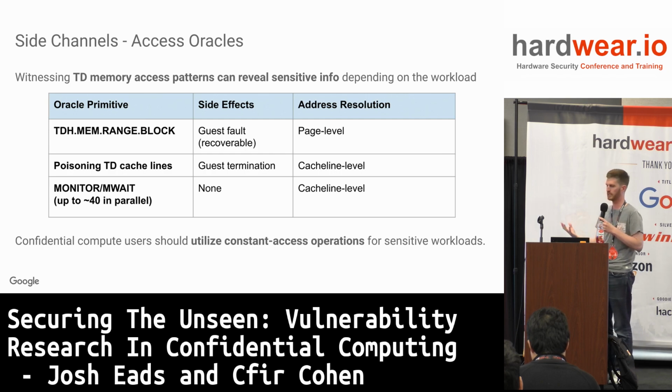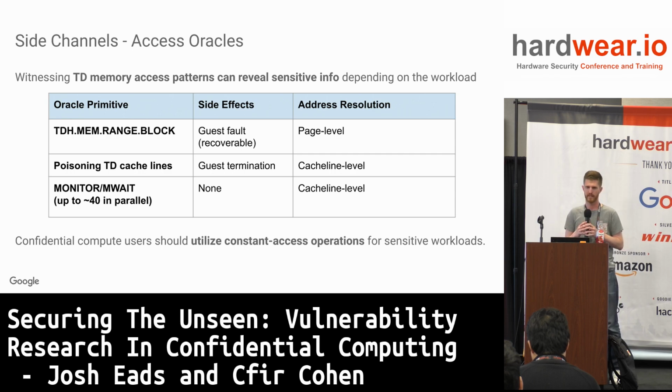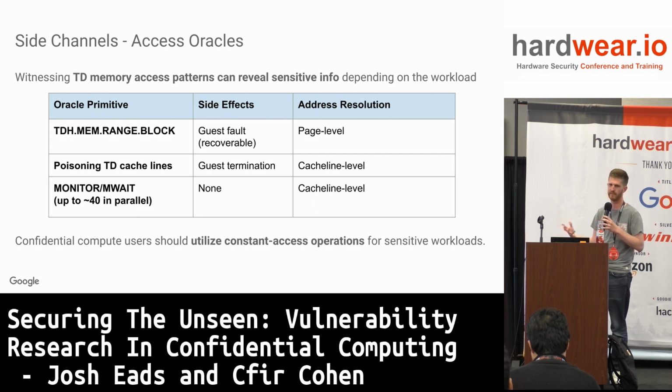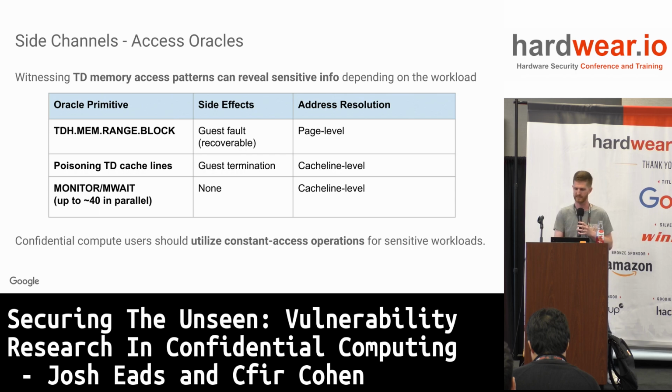So this is very good as an access oracle. If you start thinking about things like crypto libraries that don't use constant access memory, or guest activity that you might want to snoop on, like page table activity, these access oracles might give you ways to gain some insight into what data they're processing.